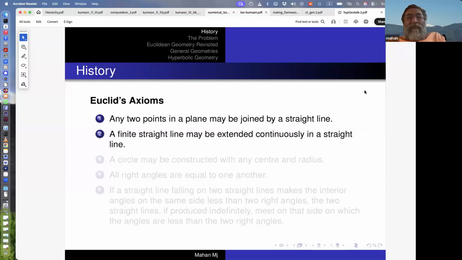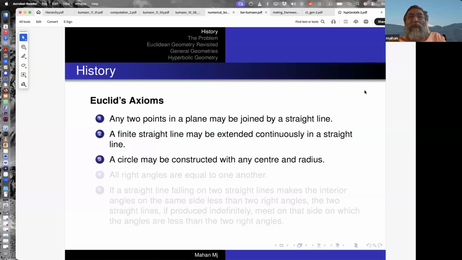And the second axiom says that a finite straight line segment can be extended continuously in both directions to a straight line. So what it's referring to is a bi-infinite straight line, and the first one is talking about a straight line segment. So what is it that you really need to define a straight line segment? It's just a pair of points. That's all it means. The third basically defines a circle. So a circle can be constructed on the plane with any center and any radius.